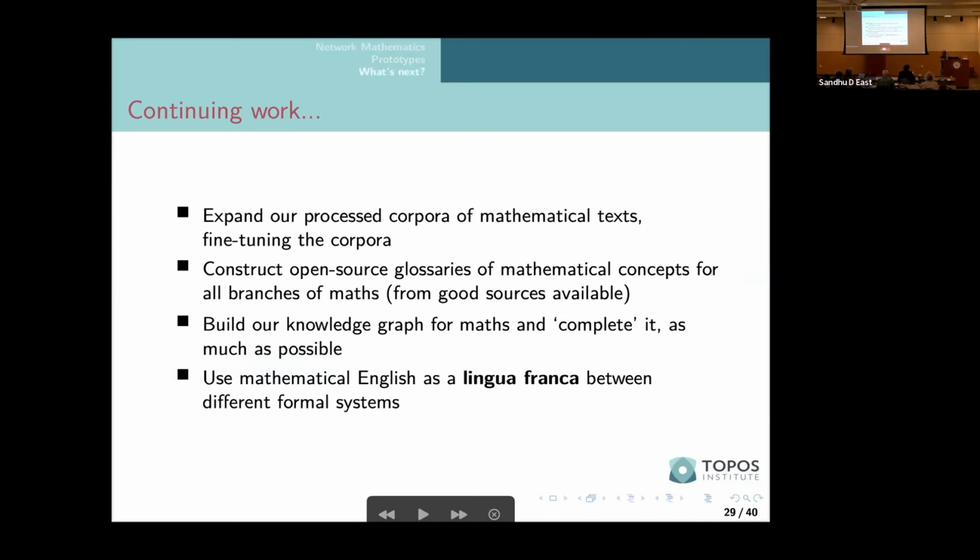So we are continuing work on these three fronts, and we are expanding our corpora of mathematical texts. We are fine-tuning these corpora, improving what we can do. And we're trying to connect the open source glossaries that we can find, as I was saying, using mathematical English as a lingua franca between the different formal systems.